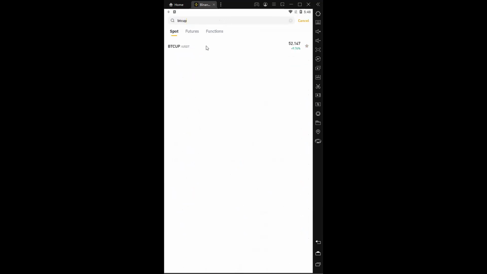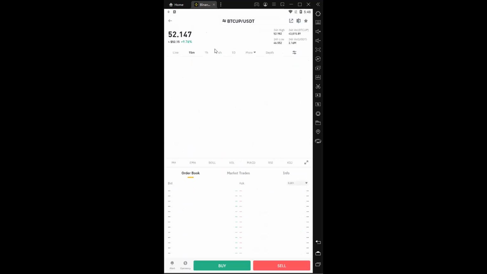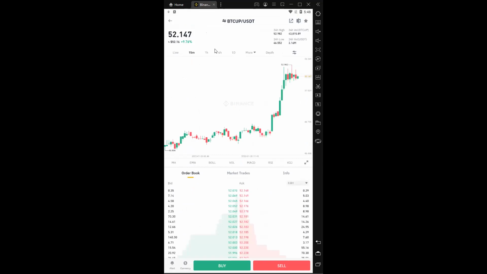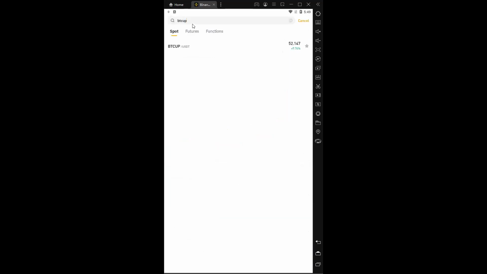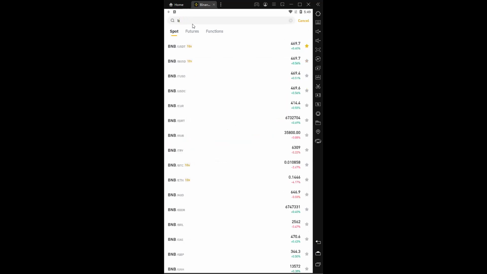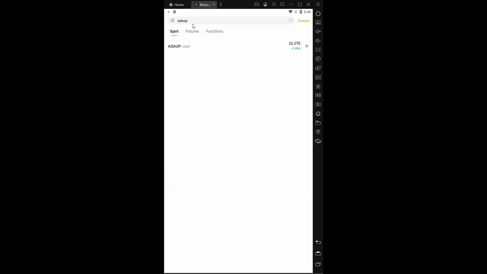Okay, you can see a coin like this, BTC up. This is not the actual price of BTC. This is just $52. But this BTC up is a leveraged version of BTC. BTC up is not the same coin as BTC down.